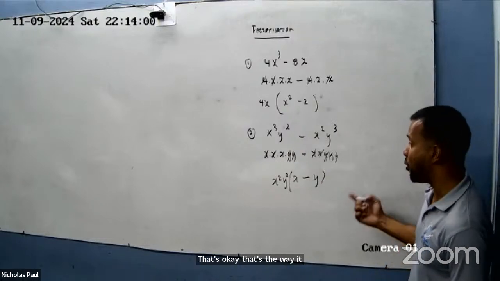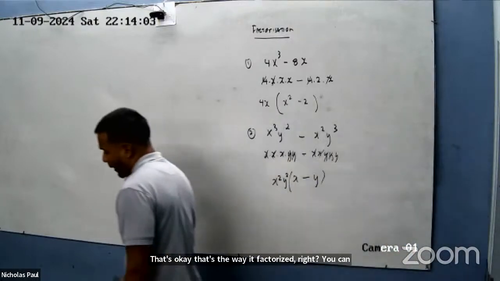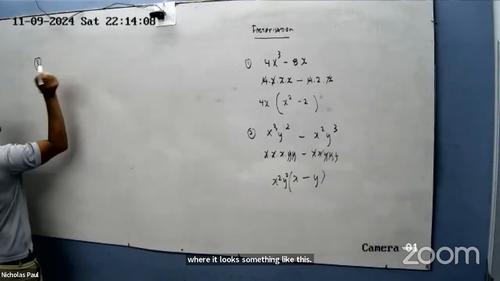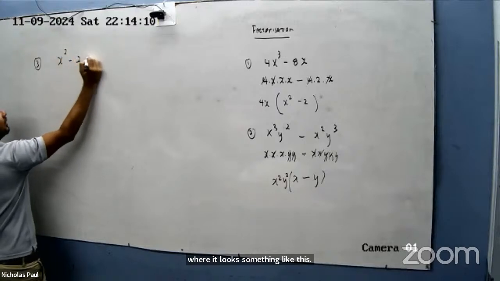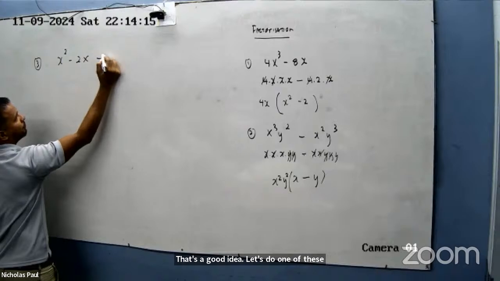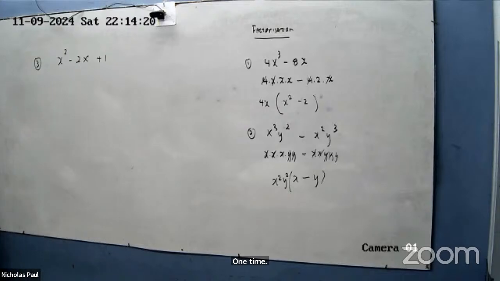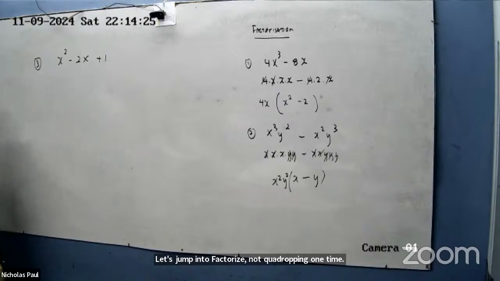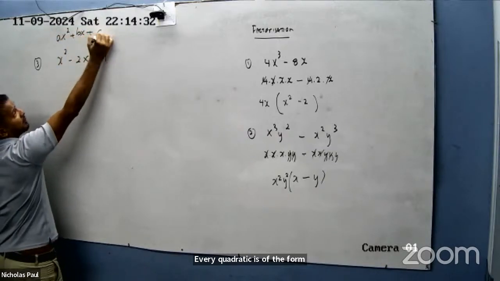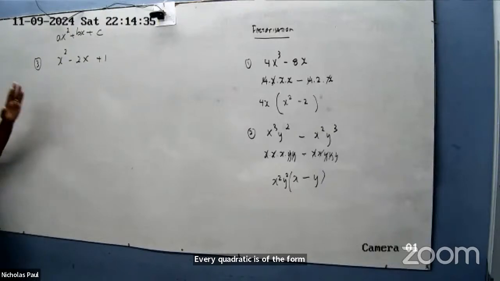You can also get more complicated factorization where it looks something like this, right? They might ask you to factorize some. Actually, that's a good idea. Let's do one of these one time. Right? Let's jump into factorizing that quadratic one time, right? So I'm going to show you all these steps. Every quadratic is of what form? Every quadratic is of the form ax squared plus bx plus c, right? And I'm going to give you some steps to factorize it.